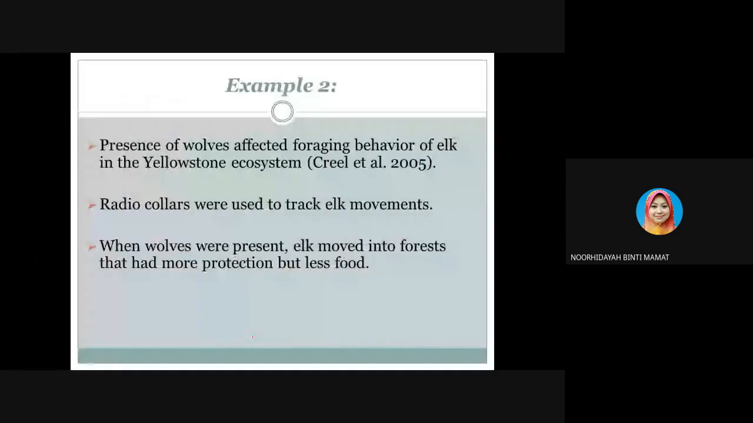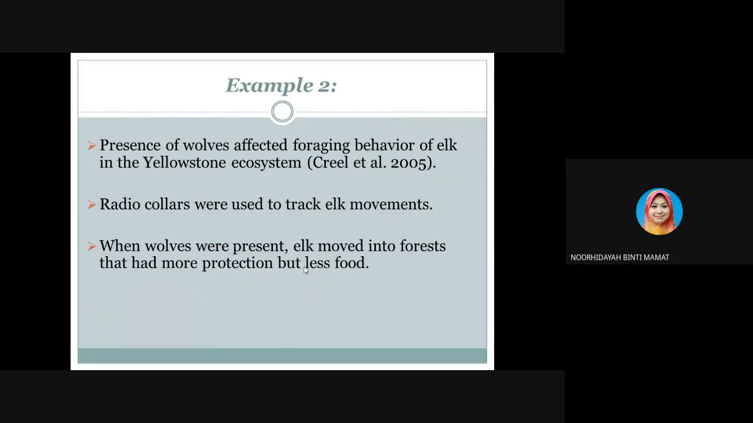Okay, example two. We're talking about the elk. This is how the presence of wolves affects the foraging behavior of elk. Normally the foraging behavior of elk fits the theorem. But if there is a presence of wolves, then it will affect the foraging behavior. Radio collars were used to track the elk movement, and when the wolves were present, the elk will move into the forest, which had more protection but less food.